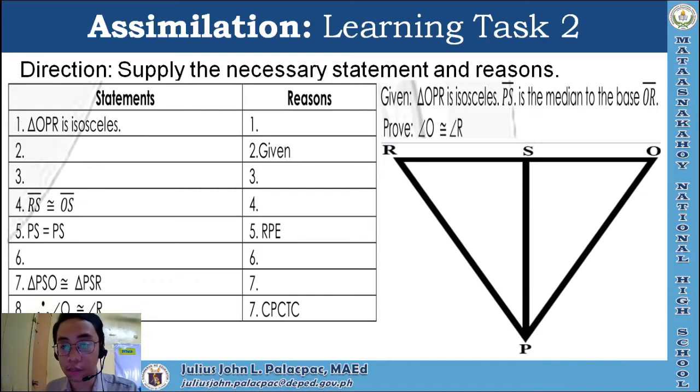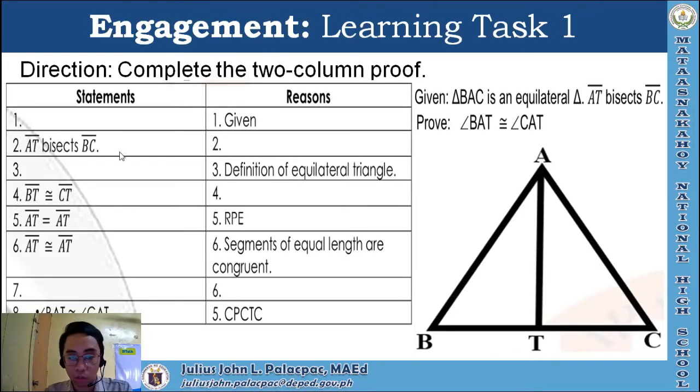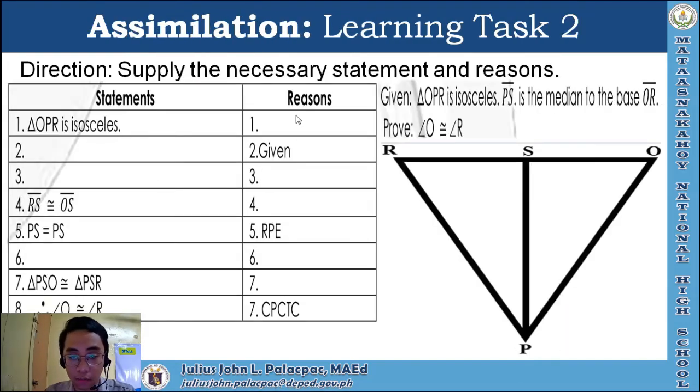Number 2, assimilation. Supply the necessary statement reasons. So we have again an isosceles triangle OPR. Ibig sabihin kapag isosceles, yung dalawang legs nun, PR at PO, equal. Angle R at angle O equal din. PS is the median to the base of line segment OR. So, PS, ito ay median ulit. So, parang kapares na nung learning task 1. So, OPR is isosceles. Yun ay given. And then, ano pa isang given? PS is the median to the base of line segment OR. So, sulat yun rin dito.